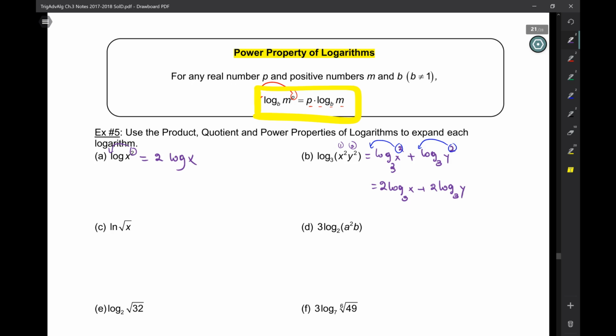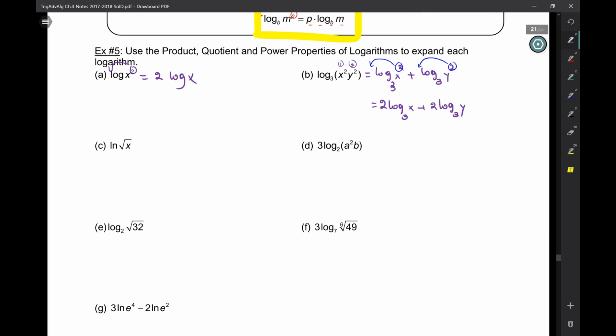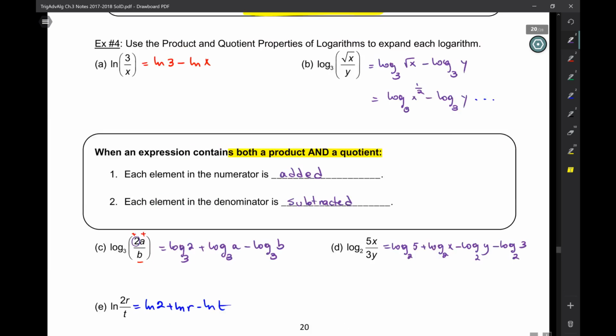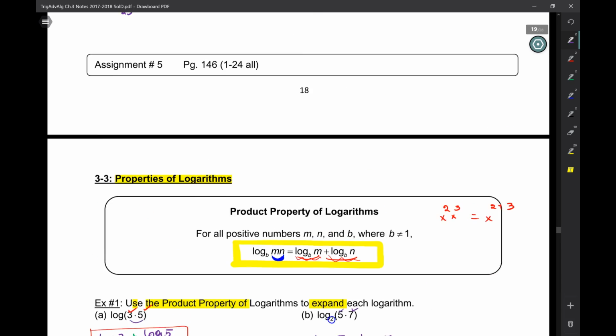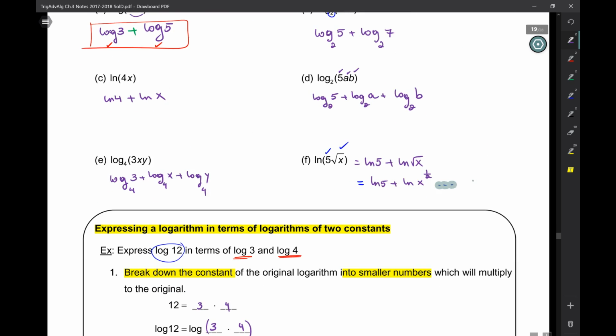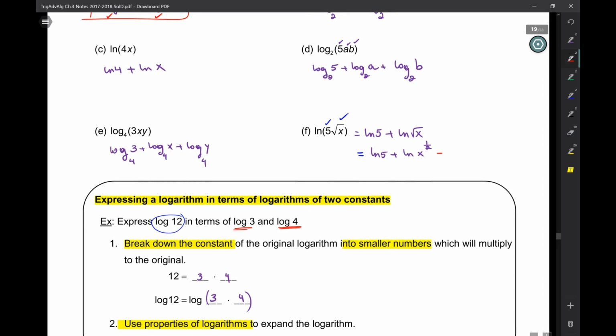Before we do the quotient property, these are all called expanding. And then you just use the 3 properties. So what about the next one then? What's the first step? It's ln of x to the, yes. And then you bring the 1/2 down, 1/2 ln of x. So let's just pause here for a minute and go up to our first to be continued, right? That's on page 19. What happens to f here then? You bring the 1/2 down, right, so it'll be ln of 5 plus 1/2 ln of x. You see that? Now it's a final answer. Okay?